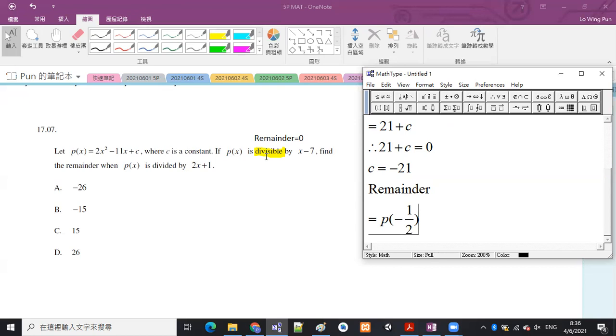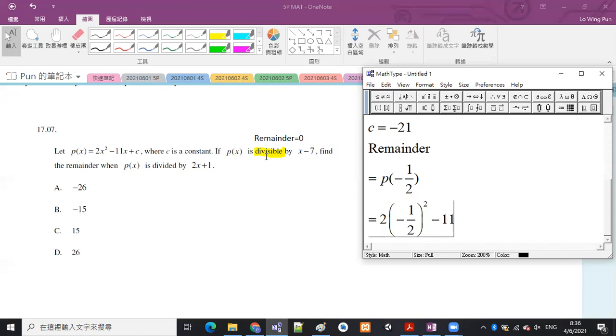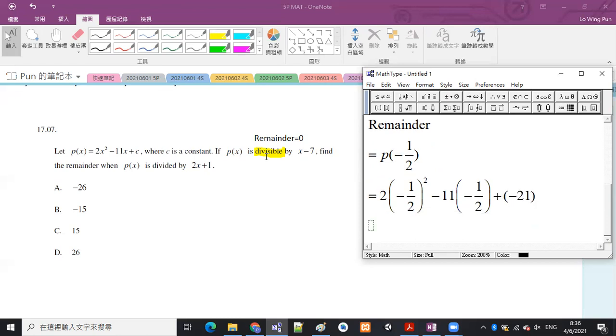So when we have P(negative 1 over 2), we really have the formula of x, so we have to replace all the x by negative 1 over 2 here. So 2 times (negative 1 over 2) squared minus 11 times negative 1 over 2 and then plus c. But c has been found to be negative 21. Okay? So this is a pure number. So we will use the calculator to help you find the answer. Can you find the answer?